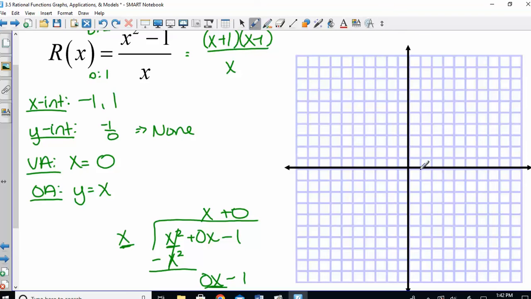So then we graph. So x-intercepts, I hit the x-axis at positive 1 and negative 1. We don't hit the y-axis. Vertical asymptote at 0, that is the y-axis. That's why we didn't have an intercept. And then oblique, y equals x. This is just a line. Y equals mx plus b. So my y-intercept is 0. Slope up 1 over 1. Whoops. I started at 1, didn't I? Sorry. Y-intercept is 0, up 1 over 1. It's just the identity function.